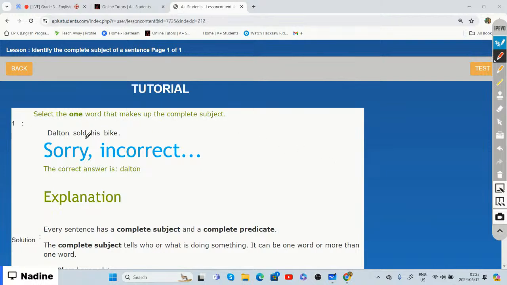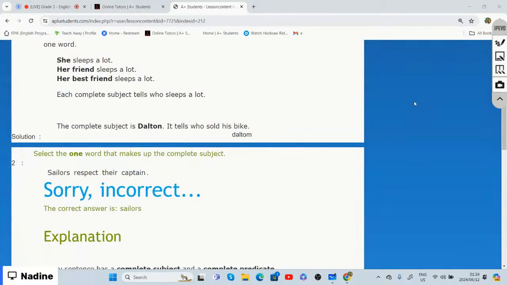and then we can say it is Dalton. So Dalton is our subject because it tells us what Dalton did. And what did Dalton do? Dalton sold his bike. So who sold his bike? Dalton did. So Dalton is our subject within that sentence. All right, so Dalton is correct.